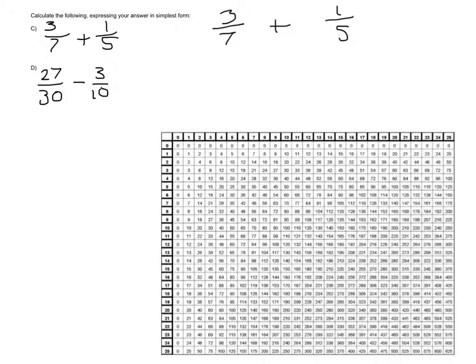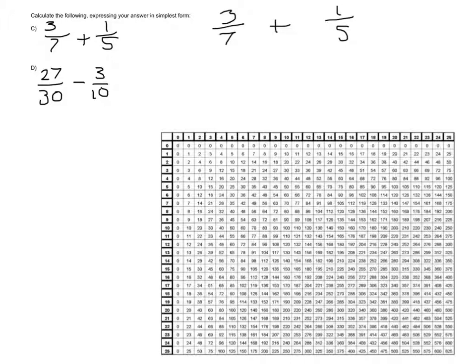Okay, so the next question is a little bit more challenging because as you can see here, we have two different denominators. Now, if you remember, we said that before we can add the numerators, we need to make sure that the denominator is the same. Now, in this case, they're different.